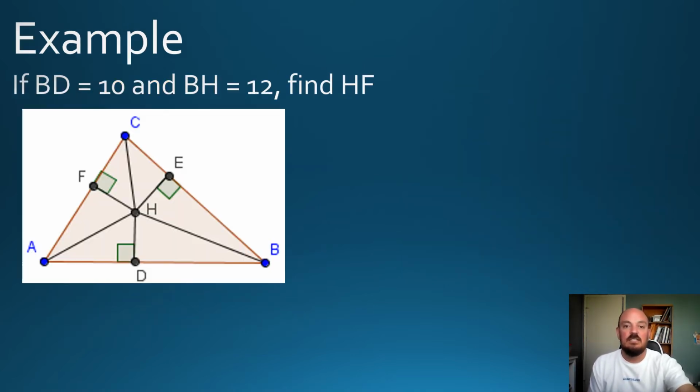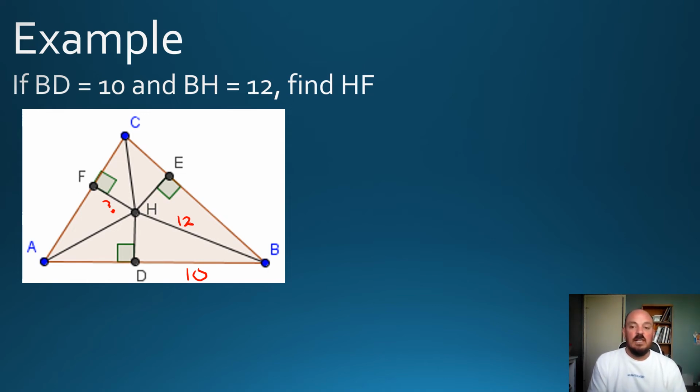So here is our last example for today. I'll use the same picture again. And I'm going to give you a little bit of information, so let's fill it in. So I said BD is 10, that would be right here. BH is 12, that would be this one right here. And we want to find HF, which is this question mark over here.